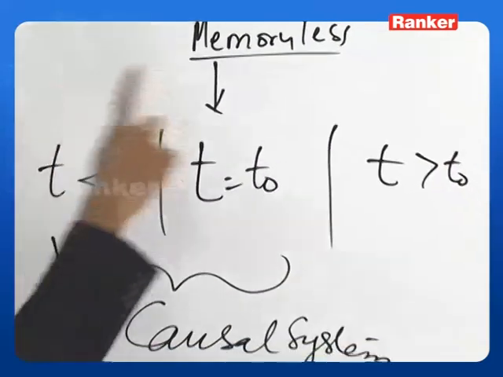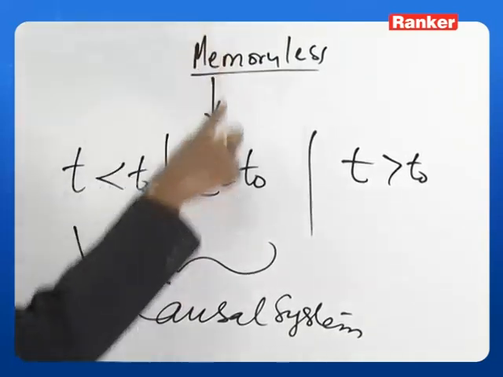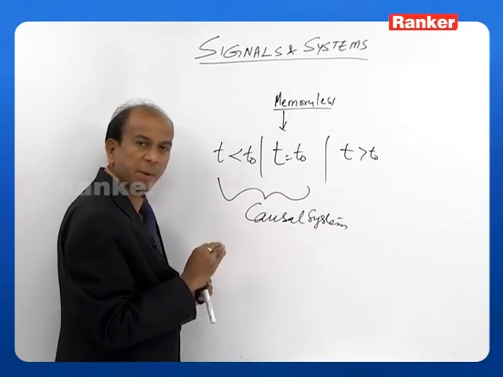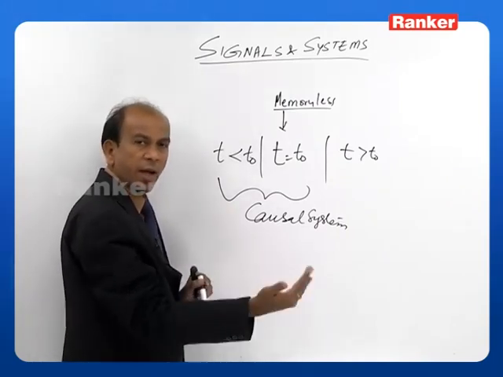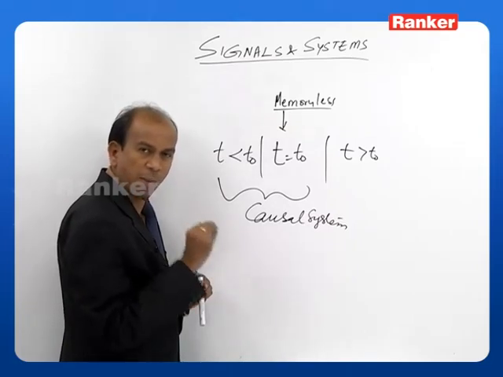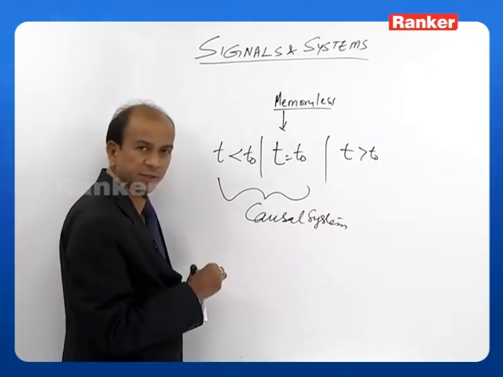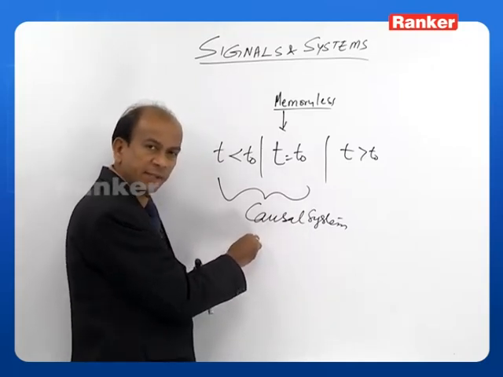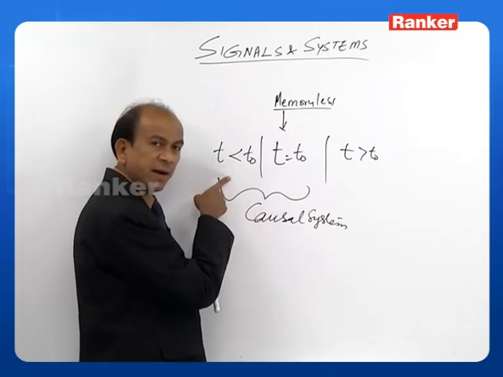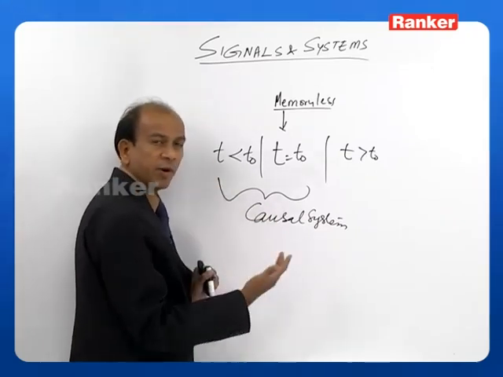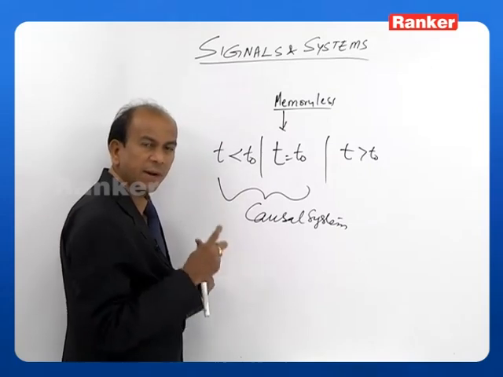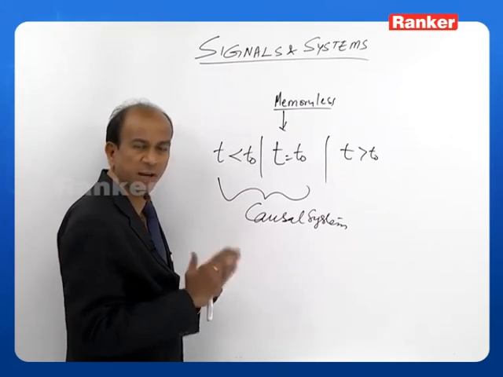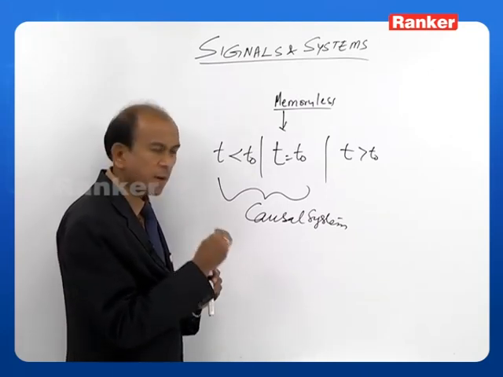That is why, if you look at this diagram, all memoryless systems are causal, but not necessarily all causal systems are memoryless. So one way it is true, the other way it is not true. All memoryless systems must be causal systems, and my causal system here can be memoryless if there is no dependency on this, but can also be beyond it. So this is the most important point.